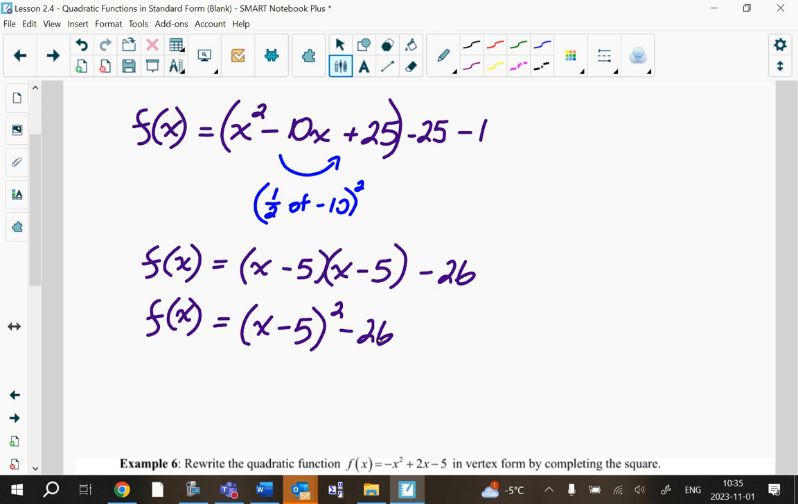Anyway, we still have to answer the question. Now, what's the vertex? Vertex. I don't know. I didn't even look at you. I was looking at the board. Anyway, that's the vertex, which means you can tell me the axis of symmetry. I just usually put A of S. X equals 5. Good.